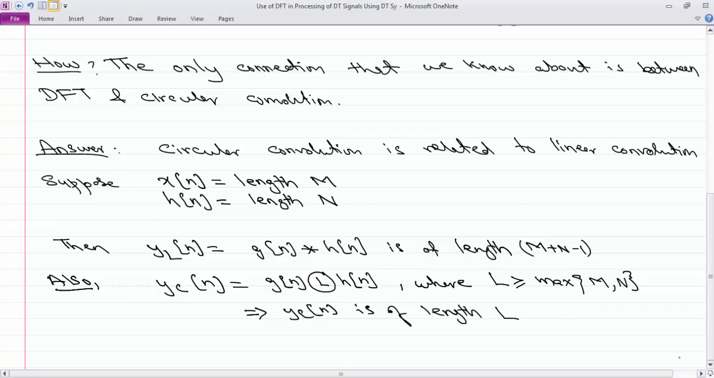In general, y_c[n] is not going to be equal to y_L[n]. The circular convolution output will not be equal to the linear convolution output. In particular, if you read the optional reading, what ends up happening is that the circular convolution is equal to aliasing of the linear convolution.